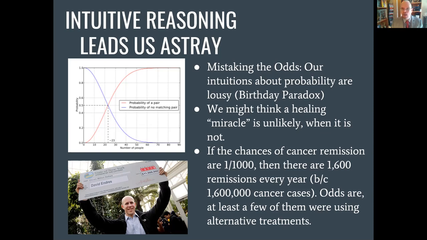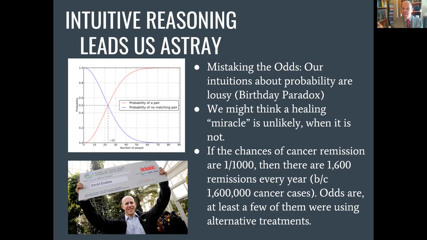Then there were 1,600 remissions last year, because there were 1,600,000 cancer cases last year, right? So if there were 1,600 remissions last year, odds are at least a few of those people were using alternative treatments, right? People with cancer can be desperate, so they'll try anything. So probably a great number of those 1,600 people were trying alternative treatments, right? And so it's not surprising at all when you find examples, and even numerous examples, of people who were taking alternative treatments, and then their cancer went into remission.